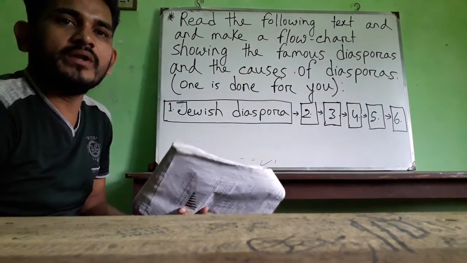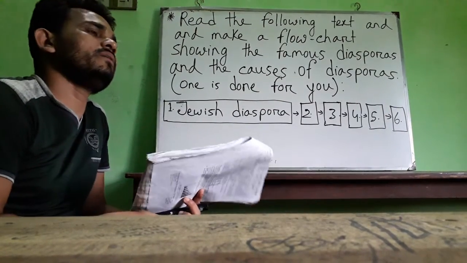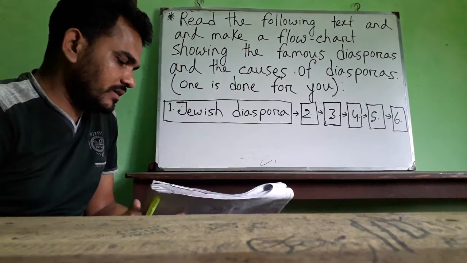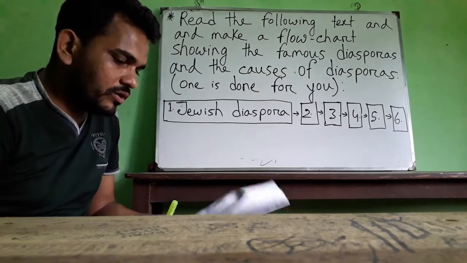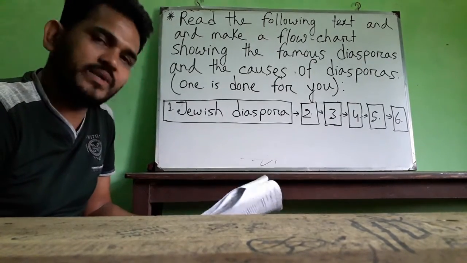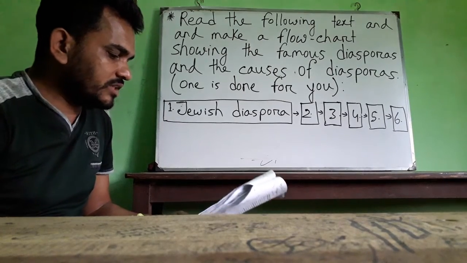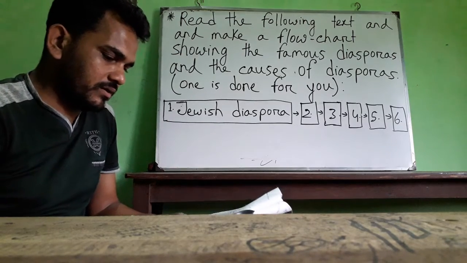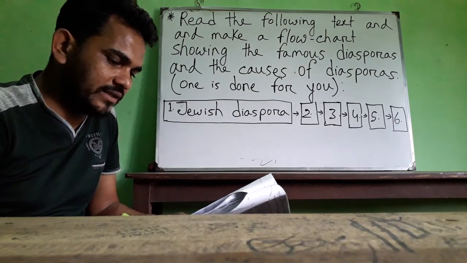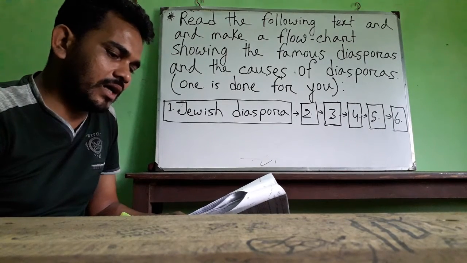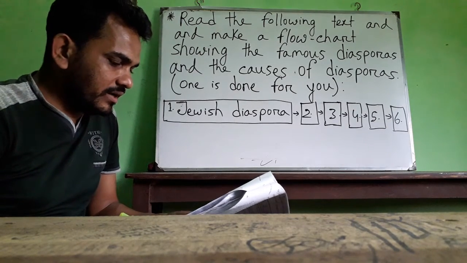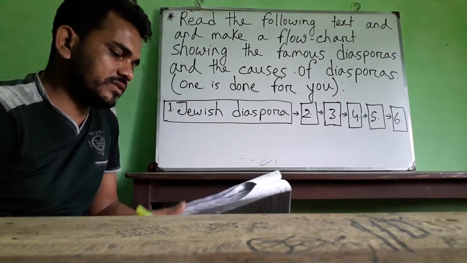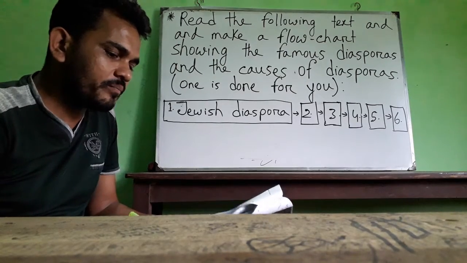So now you have to open your textbook and read out the passage with me. So read out with me, my dear students. The term diaspora is used to refer to the people who have left their homelands and settled in other parts of the world, either because they were forced to do so or because they wanted to live on their own.